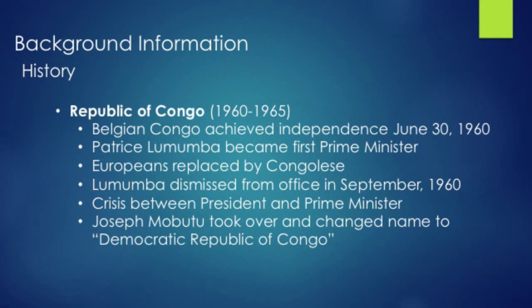From 1960 to 1965, what was then called the Republic of Congo achieved independence in June of 1960. Patrice Lumumba became the first prime minister during this time. The Europeans were eventually replaced by the people of Congo, and Lumumba was later dismissed from office a few months later in that same year of 1960. This was due to a crisis between the president and prime minister at the time. Ultimately, Joseph Mobutu took over and changed the name of the country to the Democratic Republic of Congo.